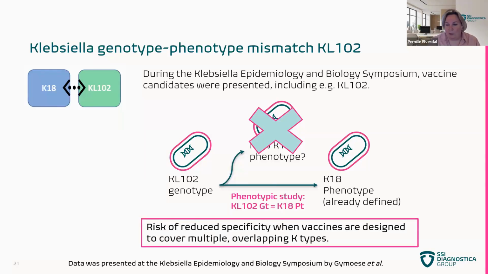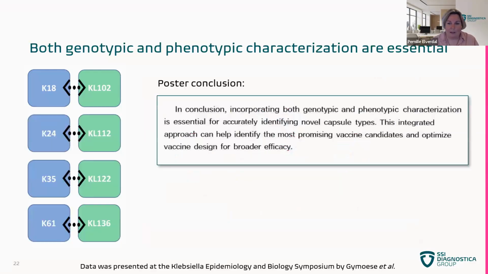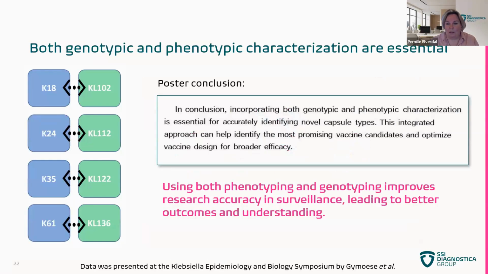So there is the risk of reducing specificity when your vaccines are designed to cover multiple and overlapping K types. This is the importance of looking at it from a phenotypic method compared to the genotypic method. And that was also the conclusion by the authors of the poster: in conclusion, it's important to incorporate both genotypic and phenotypic characteristics to make sure you identify the novel capsular types.